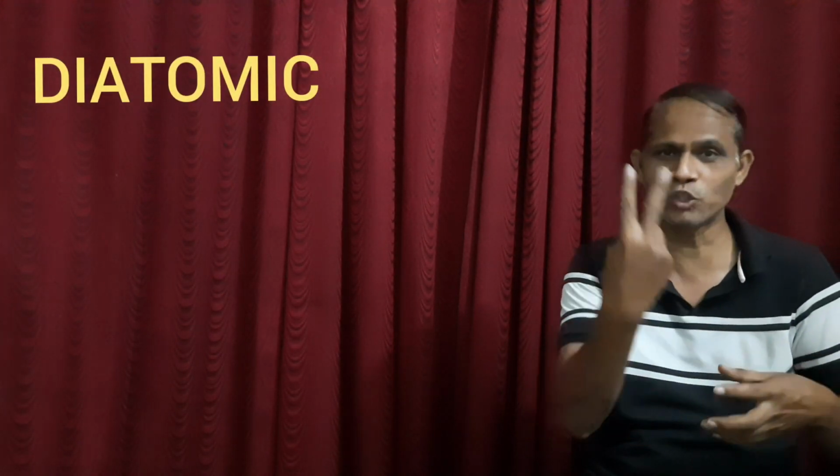For example, you have oxygen, O2, two atoms combined. Similarly, you have N2, nitrogen. Here you have two nitrogen atoms combining. Similarly, you have Cl2, two chlorine atoms combining. So their combining capacity is two atoms. These molecules, like oxygen, nitrogen and chlorine, are known as diatomic molecules. Di stands for two. Two atoms combine together to form these molecules.